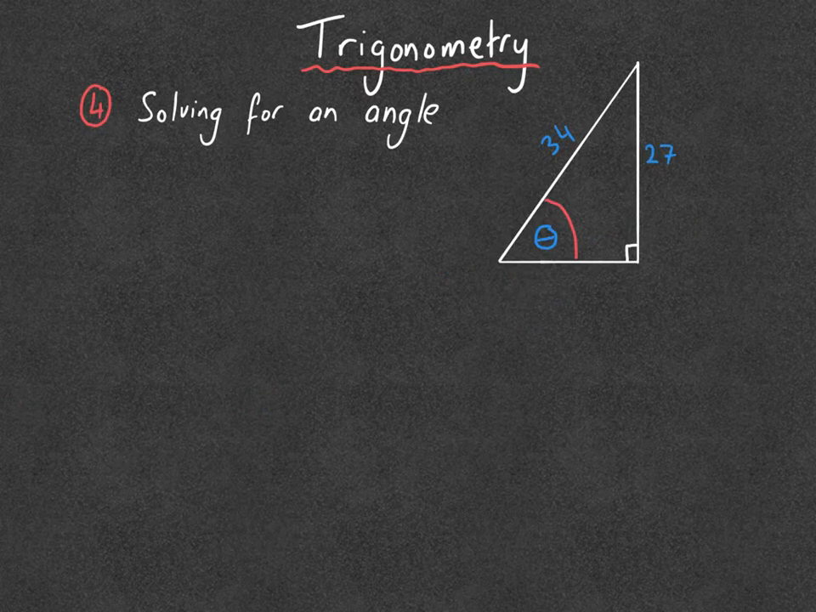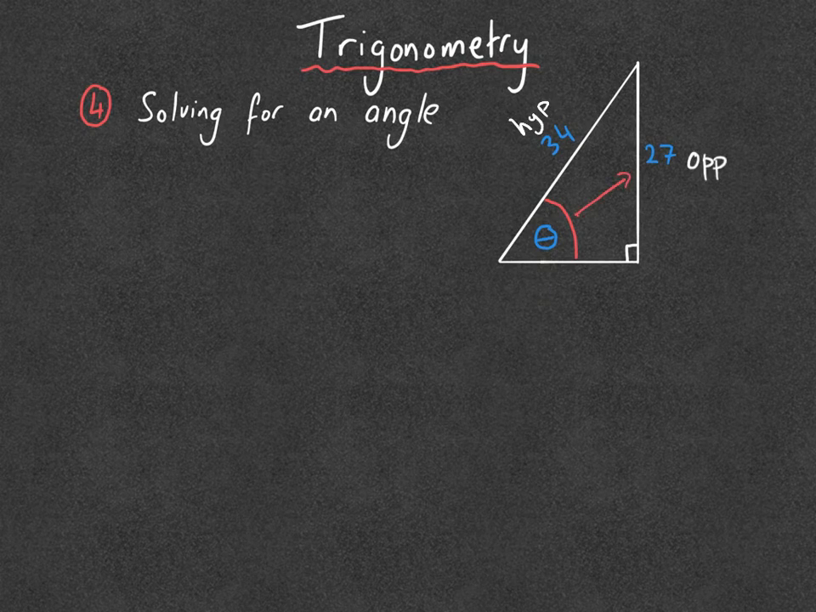Next, let's look at solving for an unknown angle. So on this right angle triangle, we know two sides. So we could use Pythagoras to find the length of the third side. So there's only one possible triangle we can make here, which means there should be a way of figuring out what this angle theta is.